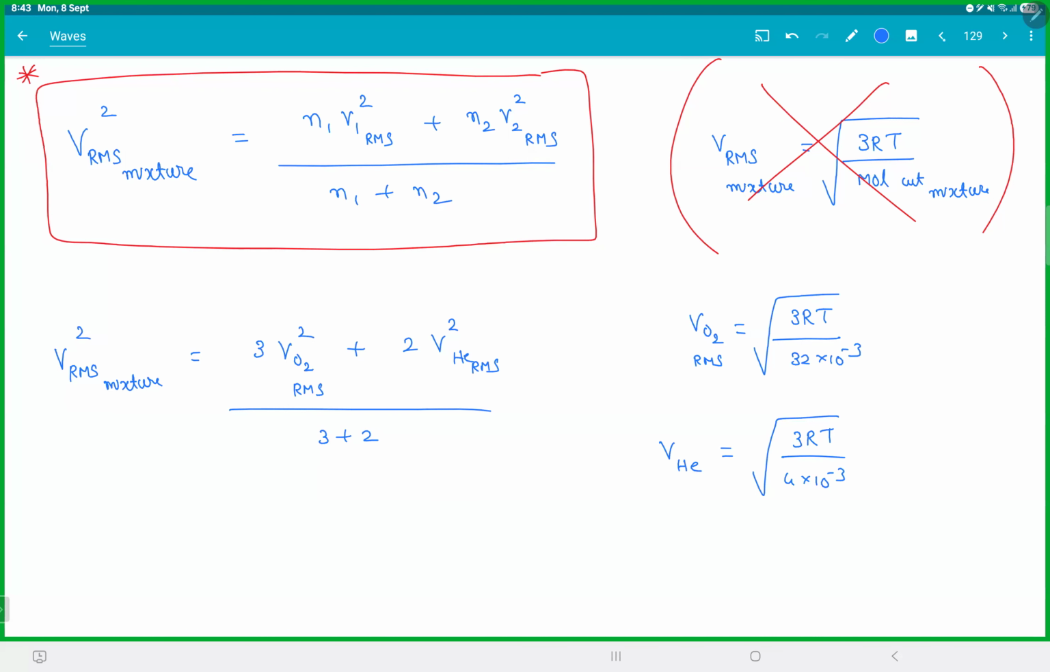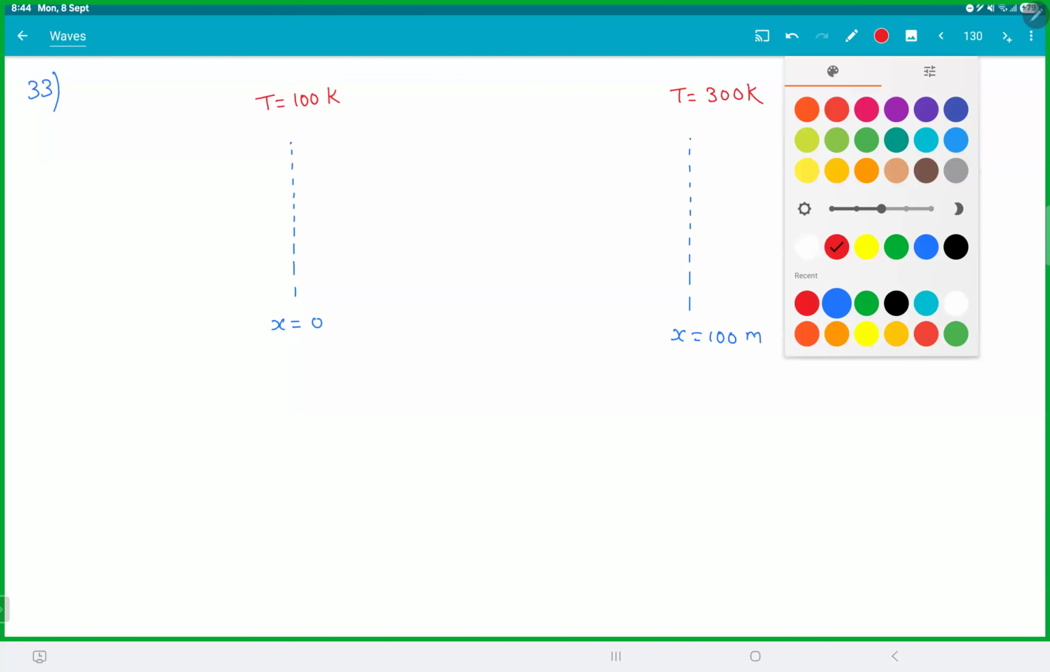Let's see one more. This is x equal to 0. This is x equal to 100 meters. Here the temperature is 100 Kelvin. Here the temperature is 300 Kelvin. This whole space is filled with helium gas.